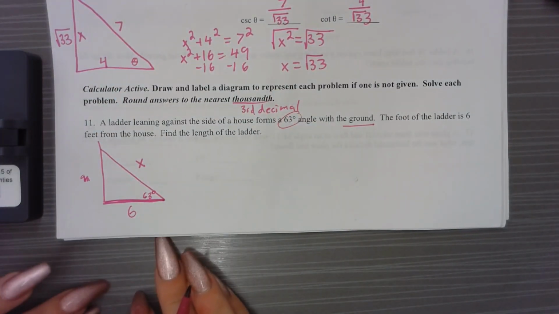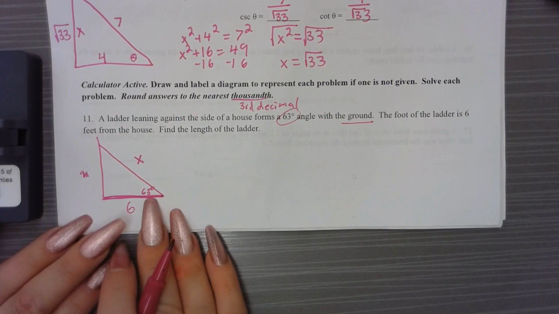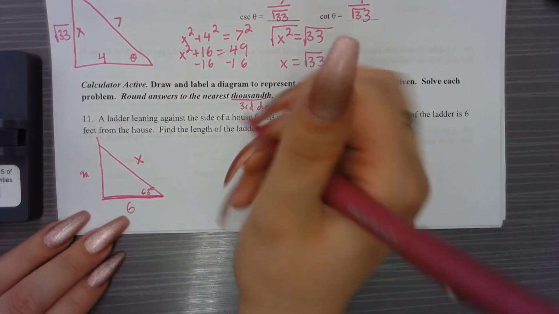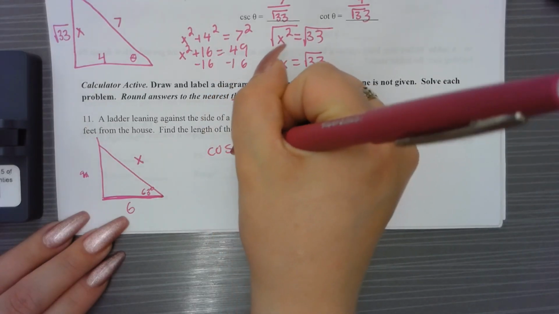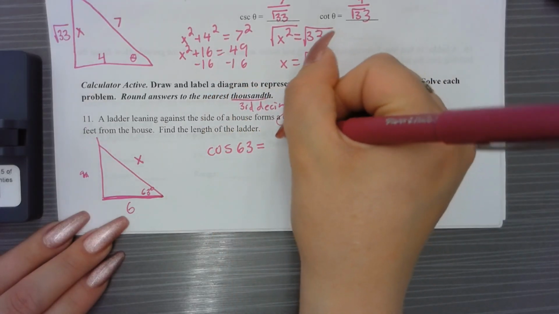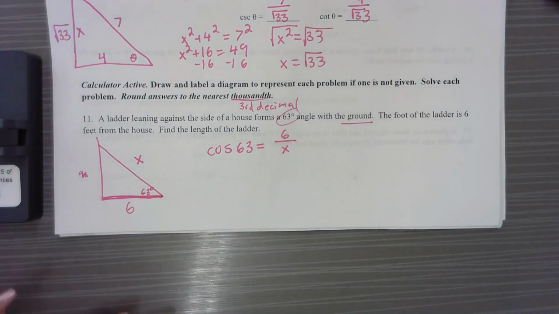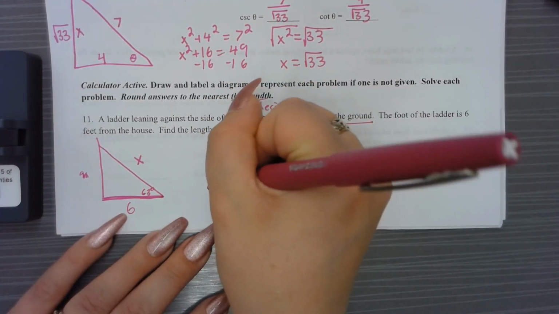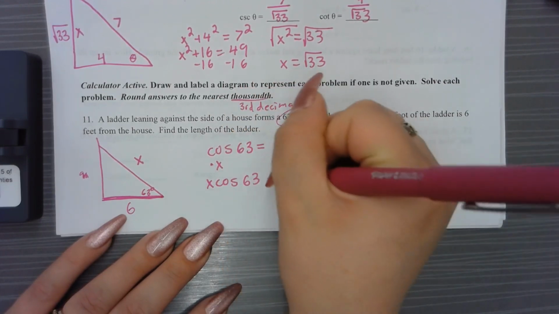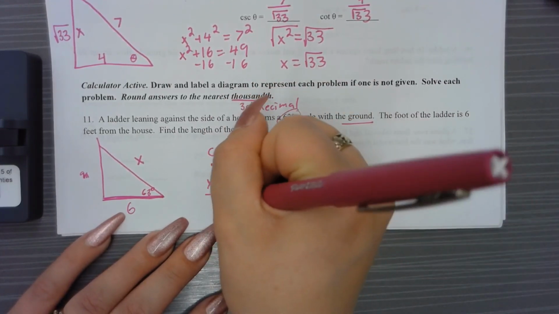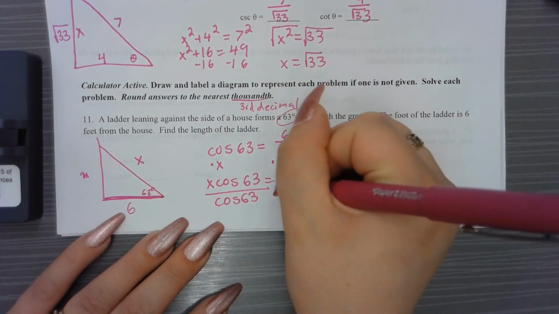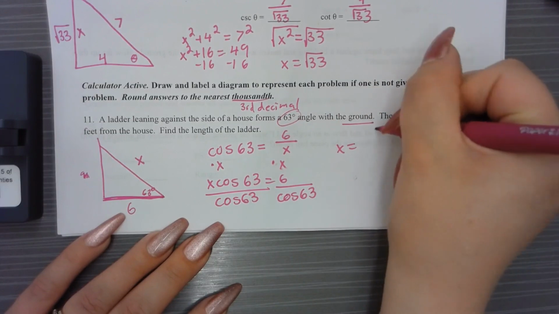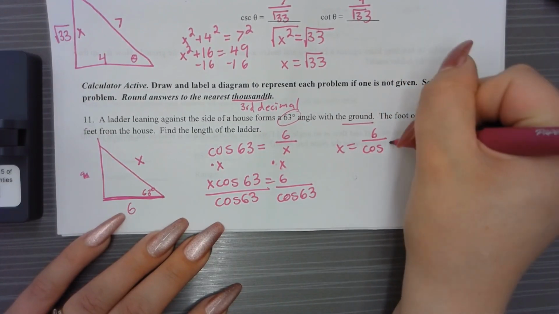So we're still using SOHCAHTOA here. In relation to this 63-degree angle, we have the adjacent and the hypotenuse. So that means we're going to be using cosine. So we say cosine of 63 is equal to the adjacent over the hypotenuse. And again, we're going to solve for x here. So we'd multiply both sides by x, and then divide both sides by the cosine of 63. So we get that x is equal to 6 over cosine of 63.